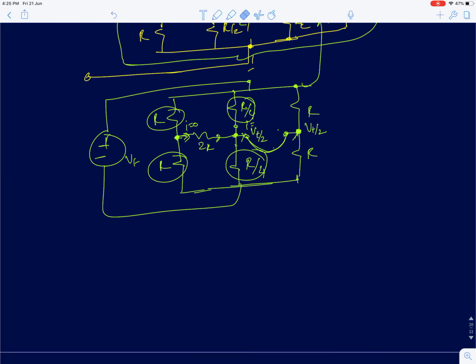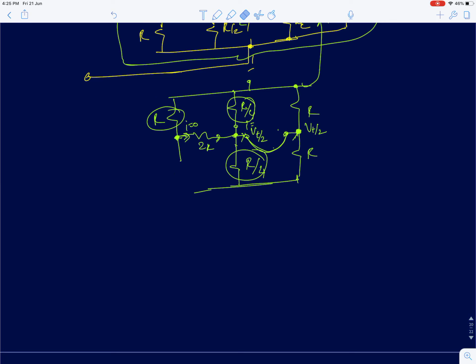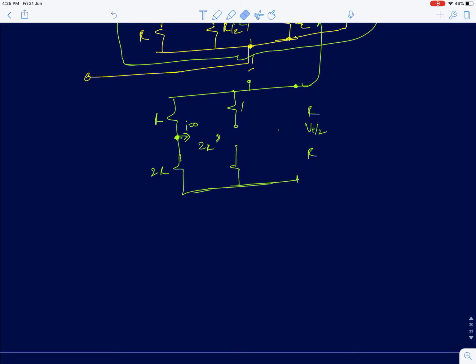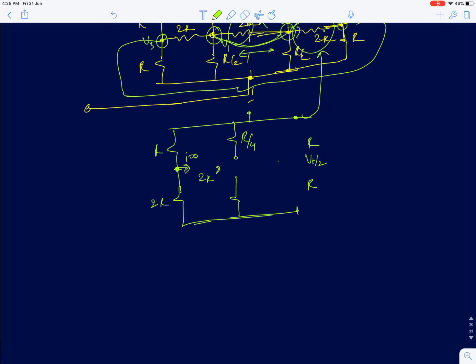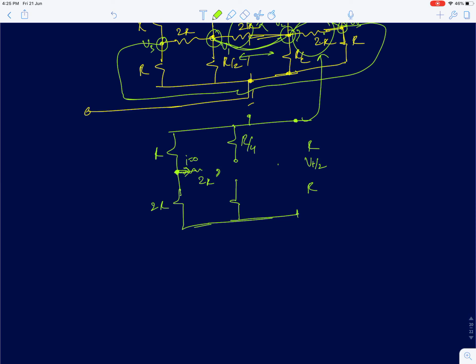So the circuit can be further reduced. So this was R by 4, and we had a resistance of R here, I'm shorting it out, and we have a resistance of R, I'm shorting it out. Okay, so it's all shorted. Now the circuit reduces to a very simple form. This is just R. So the circuit is very simple to analyze now.